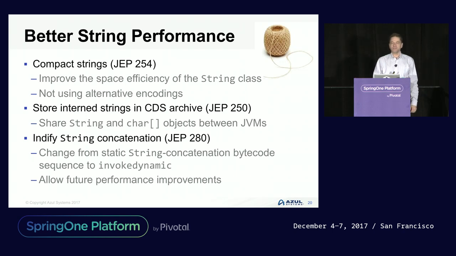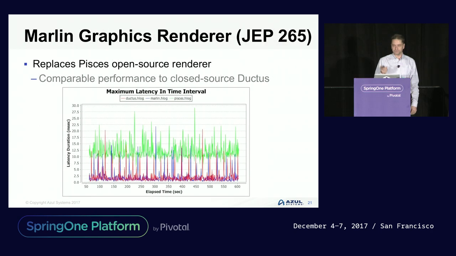Last thing that's been done to improve string performance is that string concatenation has been changed in terms of the compiled bytecodes. Now, string concatenation uses invoke dynamic, and that effectively changes how the implementation works. Rather than hard coding the implementation of string concatenation into the bytecodes, it allows the JVM to decide at runtime how best to do that. And that means that as new ways are found of concatenating a string, those can be used to improve performance. So that's a small change that's been made to do that.